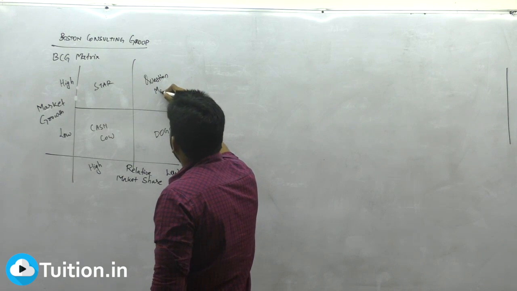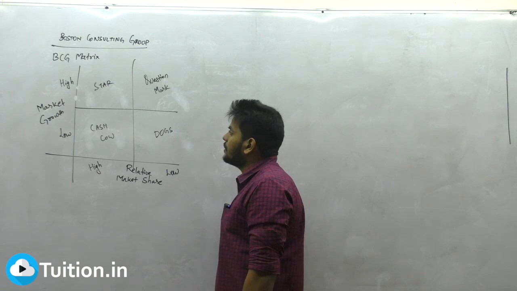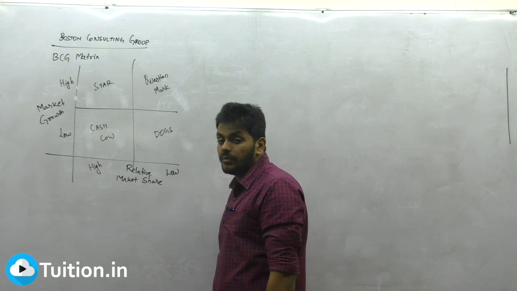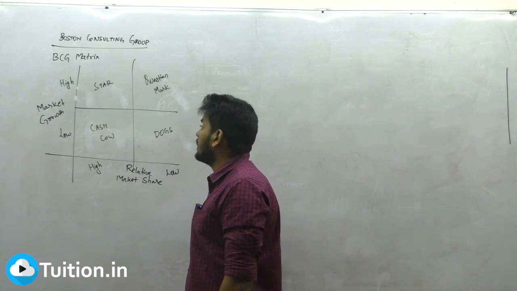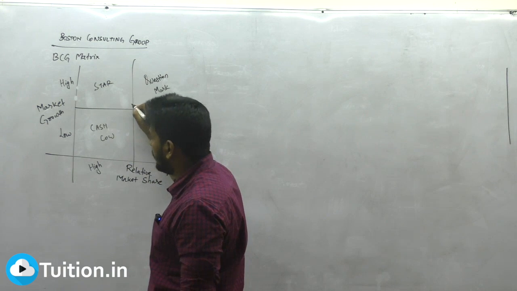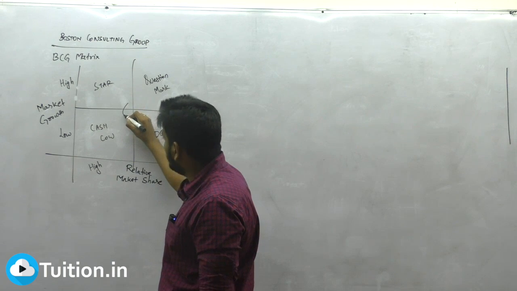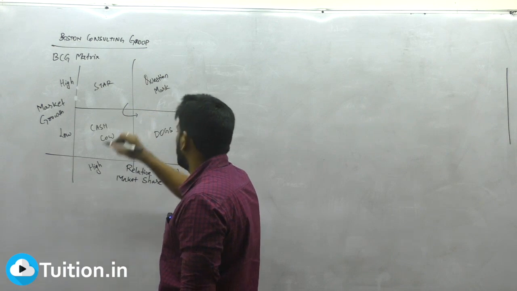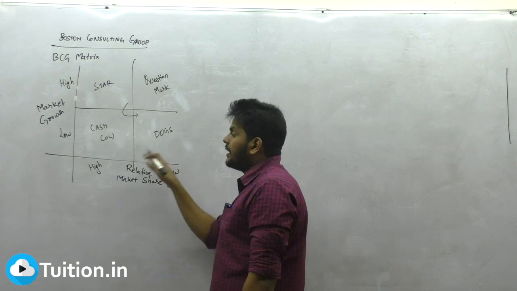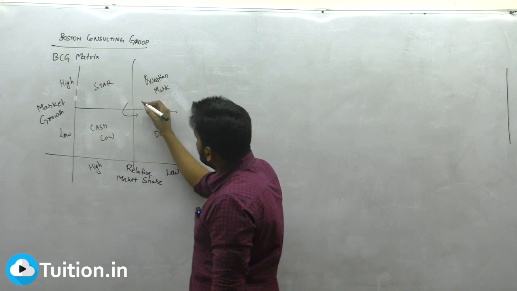What are we calling it as? A question mark. Star, cash cow, dogs and question mark. How are you categorizing this? It's like when I introduce a product and if it's successful, it turns out to be a star. Stars over a period of time turn cash cows, and finally as time goes on, they become dogs. Same way, when I introduce a product, if it fails, it becomes a question mark.